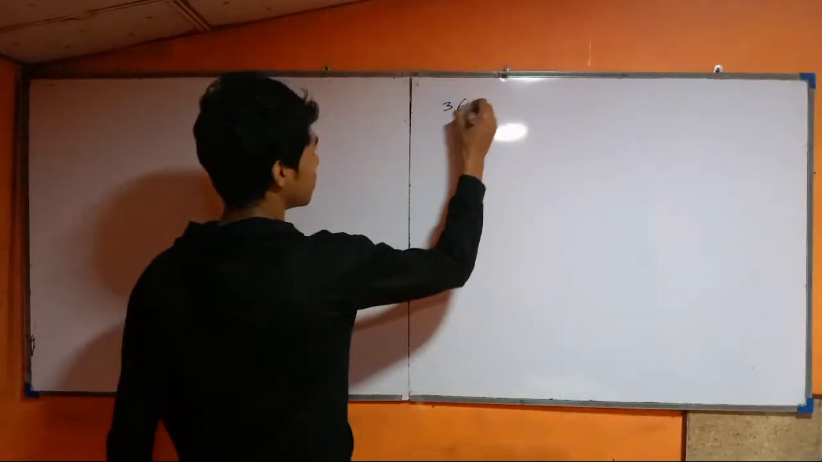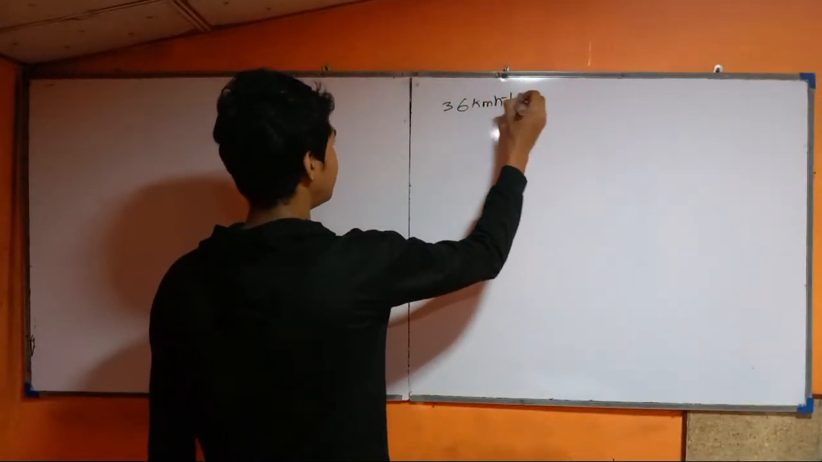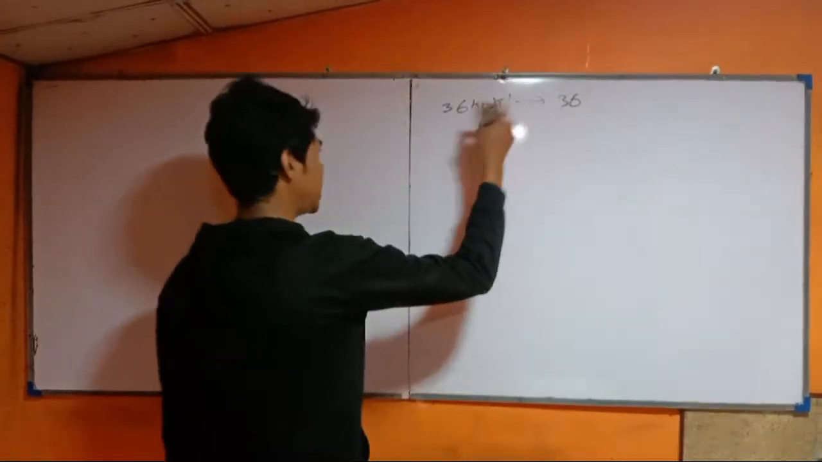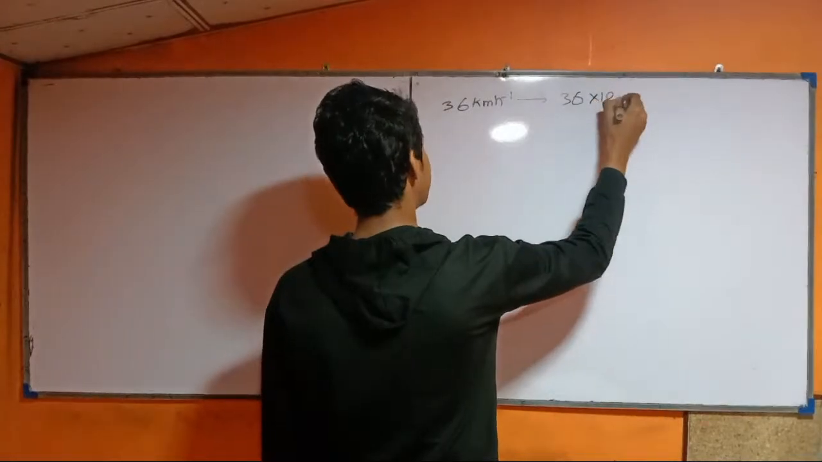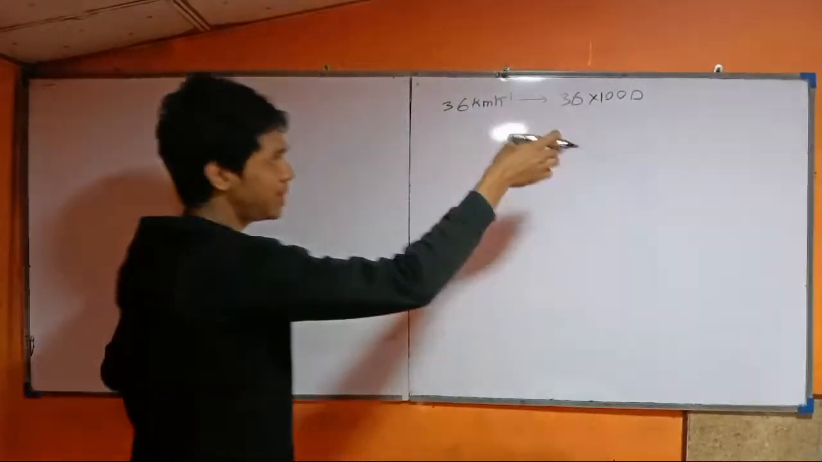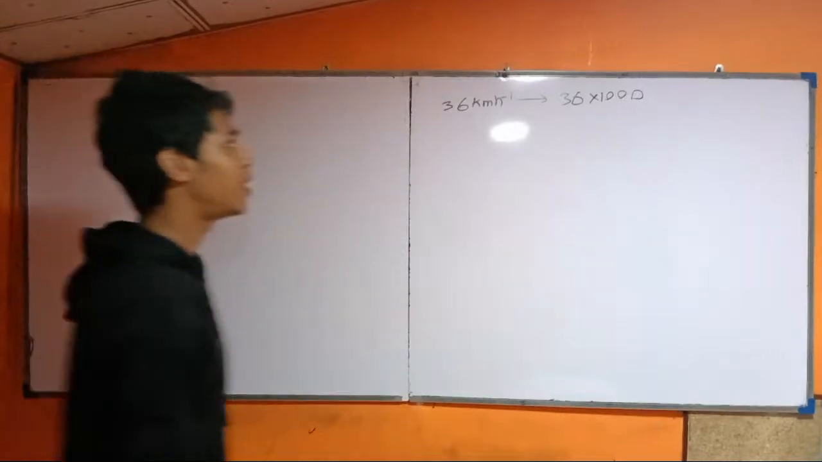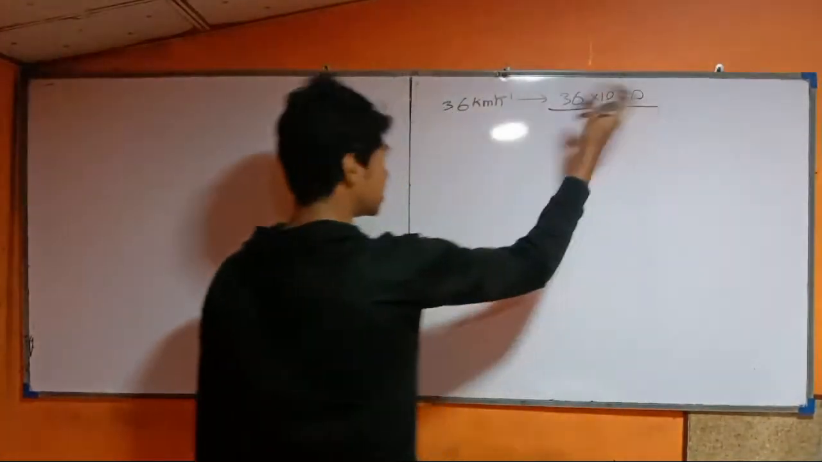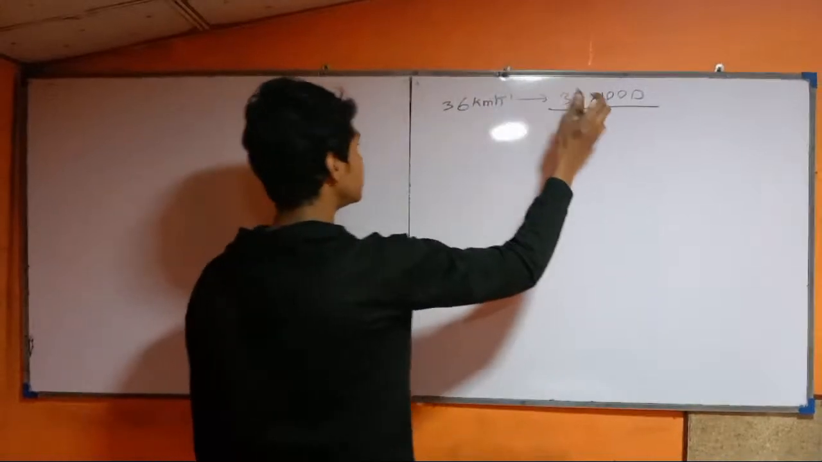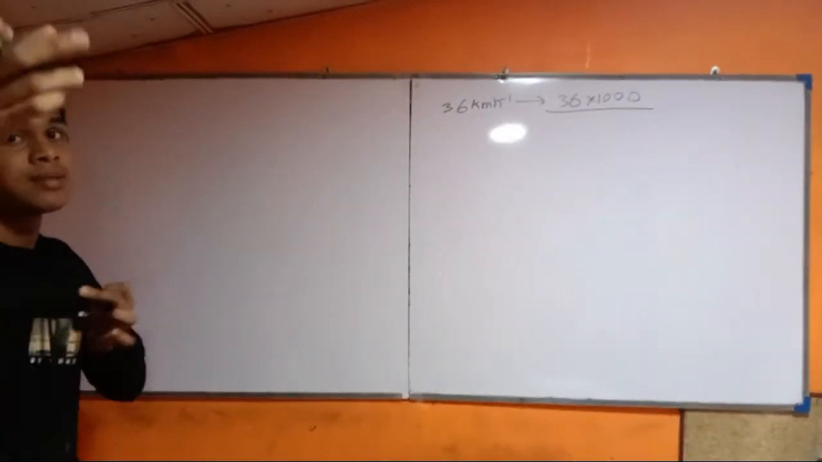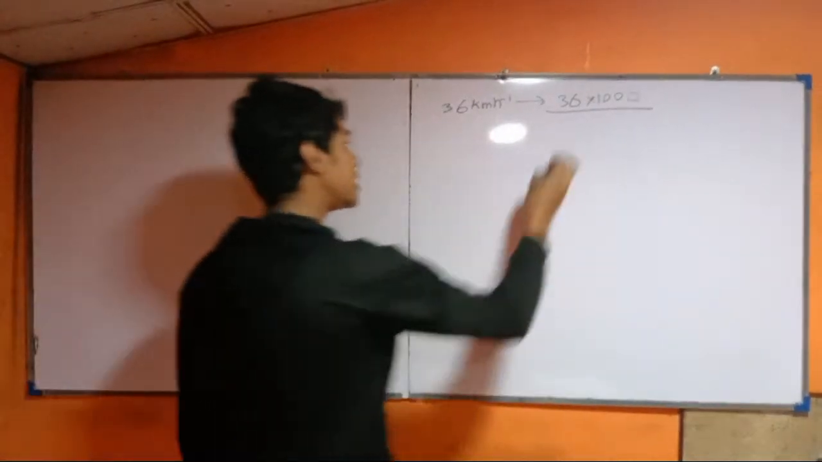36 kilometers per hour, you're going to convert to meters per second. So 36 kilo means 1000, multiplied by 1000, and per hour means hour will go to the bottom. So you need to convert hours into seconds. How to convert hours into seconds? 1 hour is 60 minutes, 1 minute is 60 seconds. So 60 times 60.